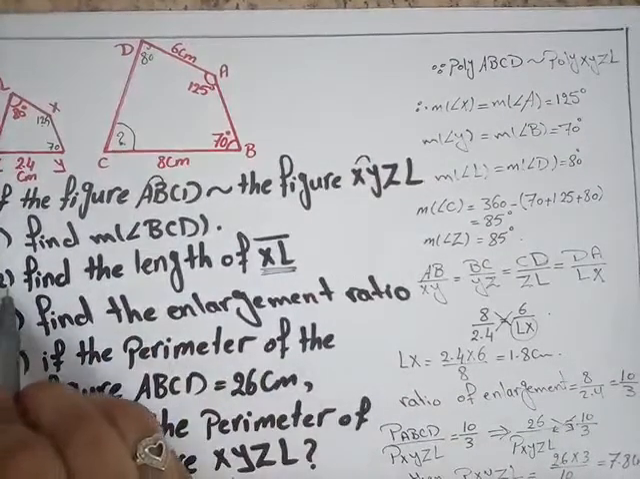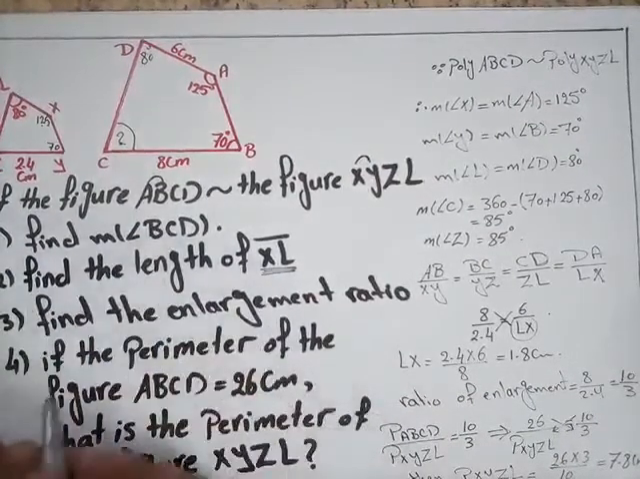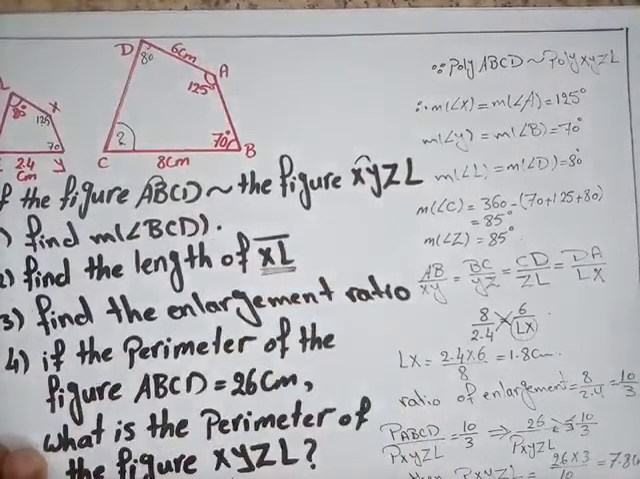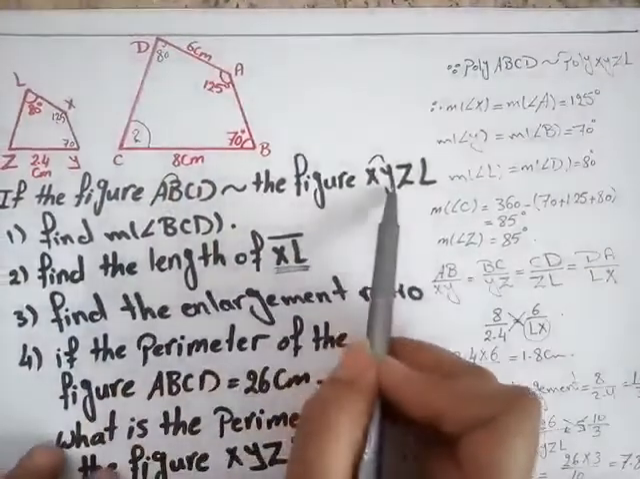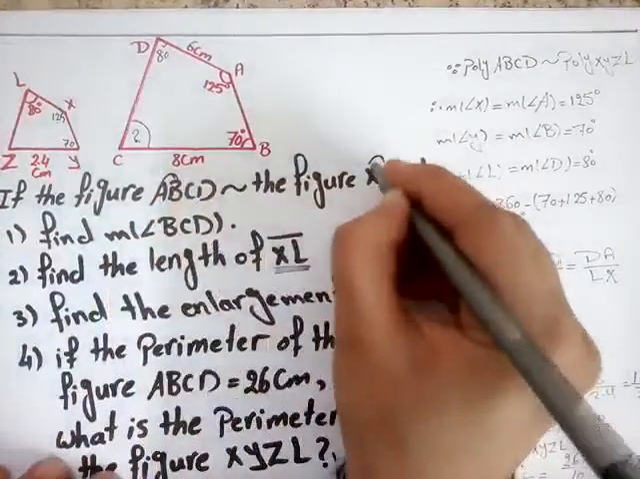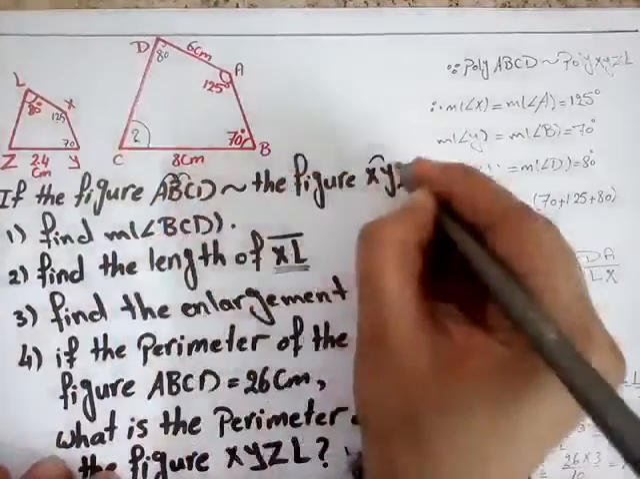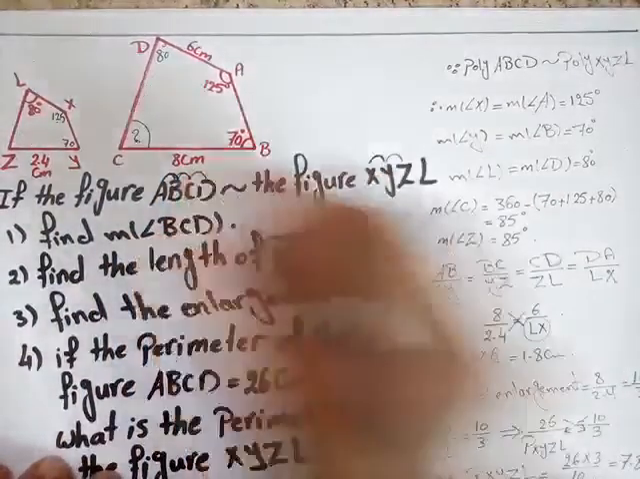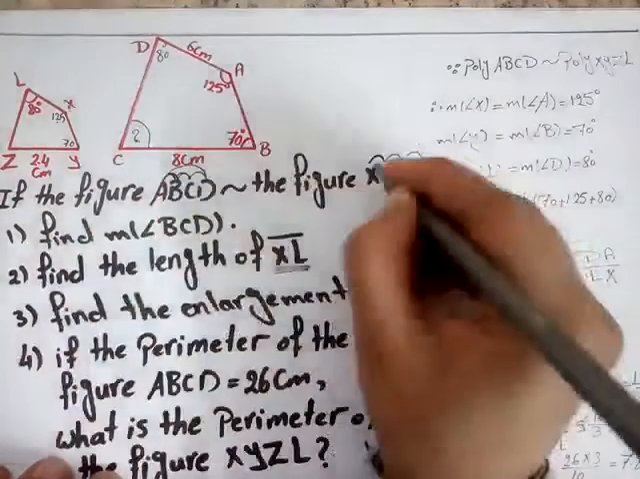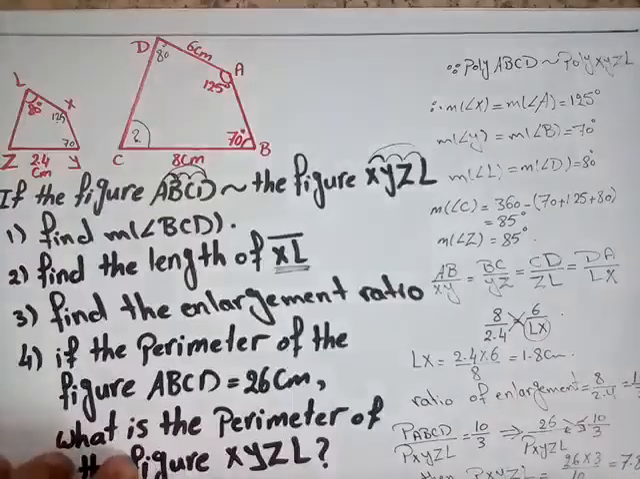Number two, find the length of XL. To find the length of XL, we must write the proportional sides of the two polygons. If the two polygons are similar, then AB over XY, BC over YZ, CD over ZL equals AD over XL.